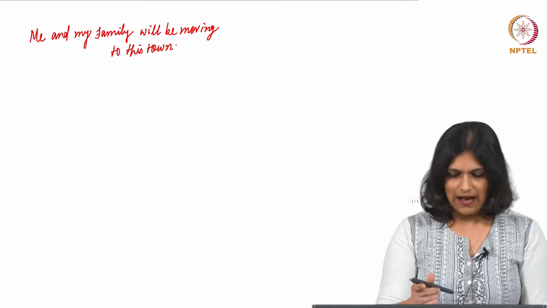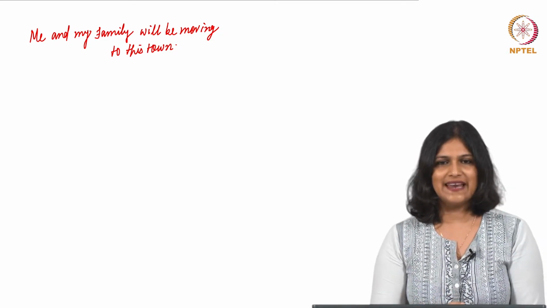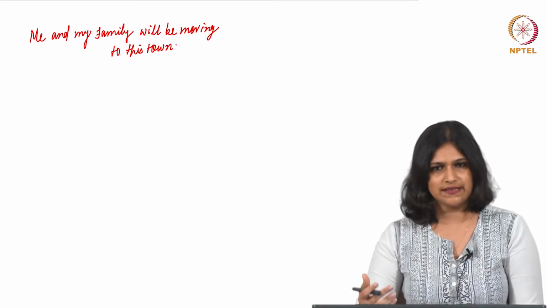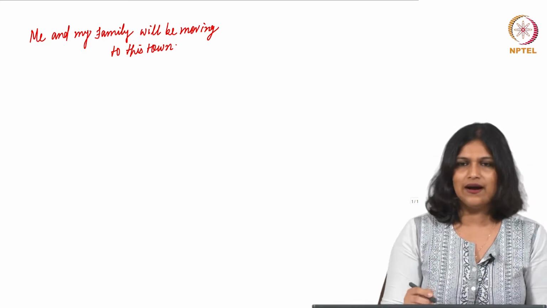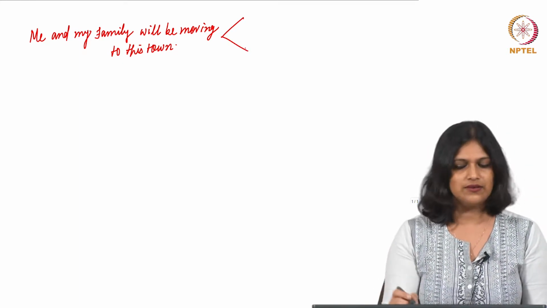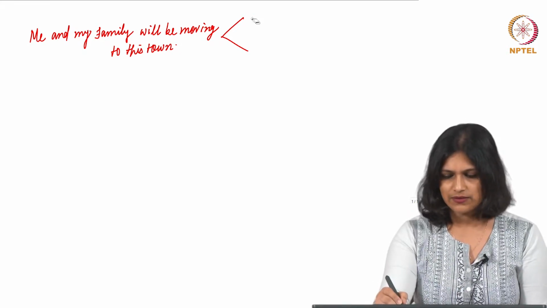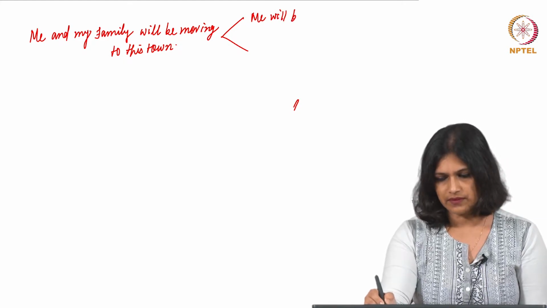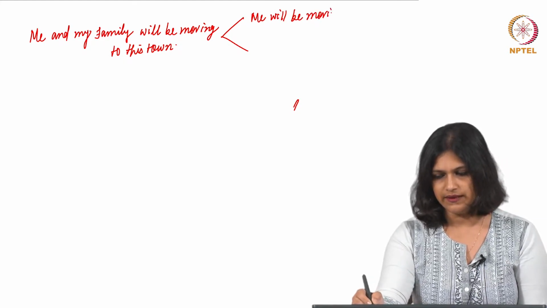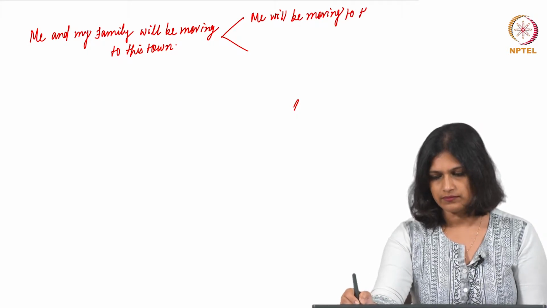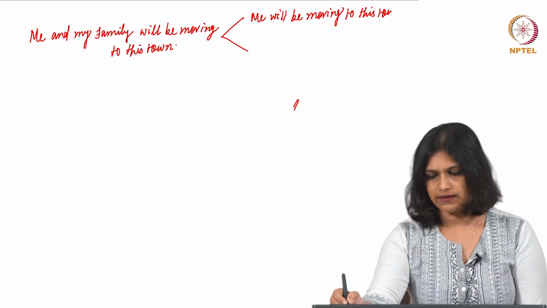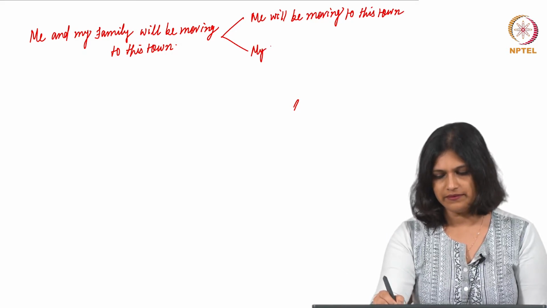However, the complainant had an idea: every time you have some confusion, diagram the sentence, and we will find out. Anytime you are in doubt, diagram the sentence. That will give you an idea whether the sentence is correct or not. So, if we diagram it, one sentence could be me will be moving to this town, and the other one should be my family will be moving to this town.